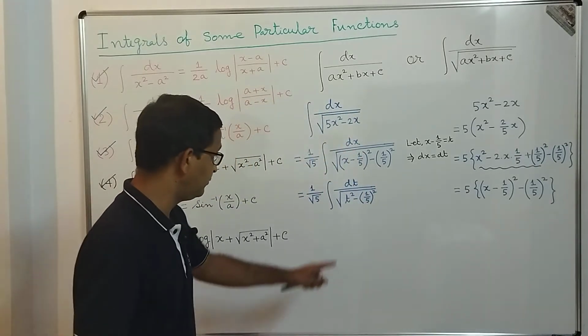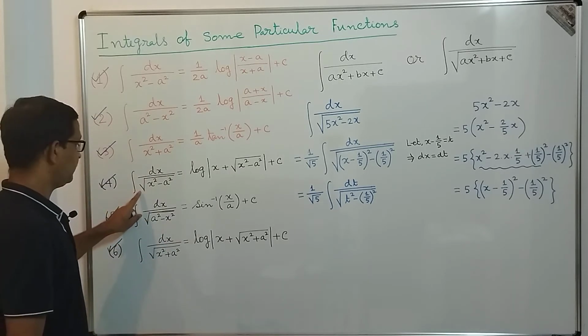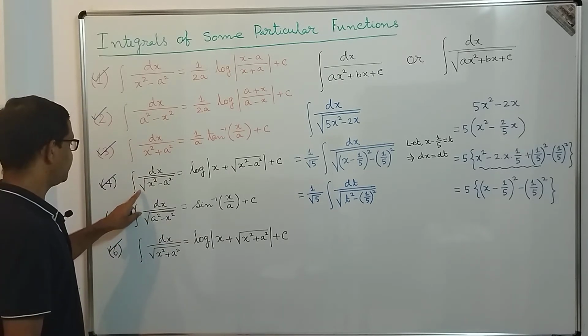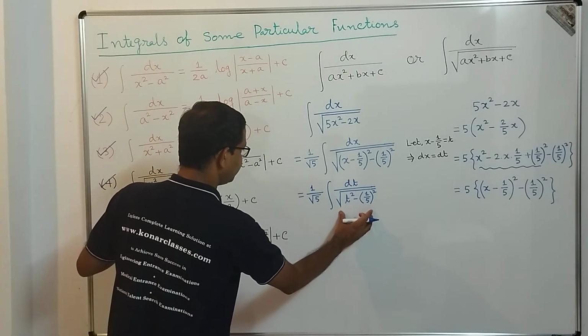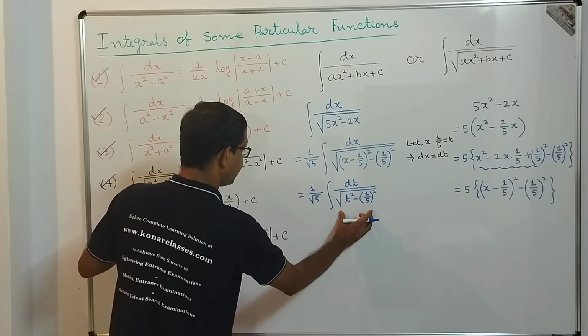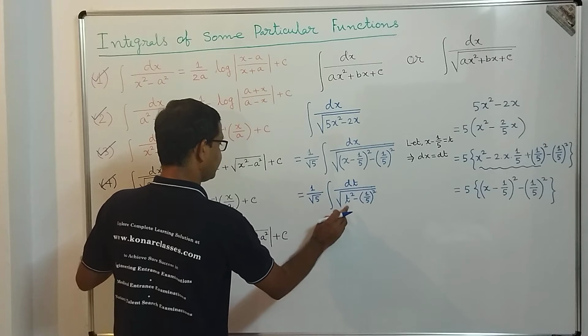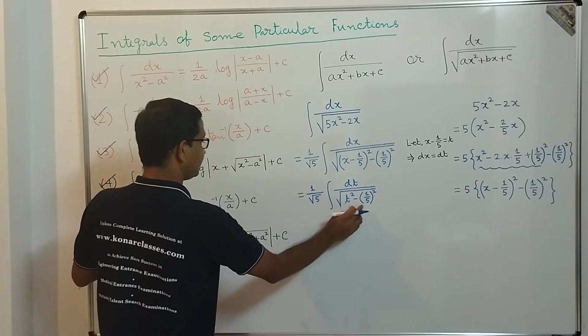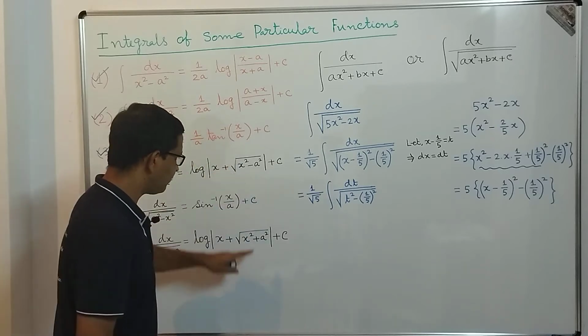Now this is a form known to us. What is this form? In formula number 4, integration of dx by square root of x square minus a square, and here we have integration of dt by square root of t square minus 1 by 5 complete whole square. That means x is nothing but t and a is nothing but 1 by 5. So now it is very simple: we need to apply this formula.